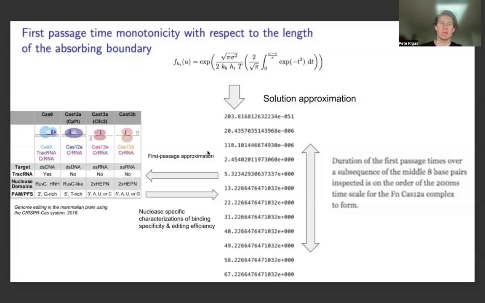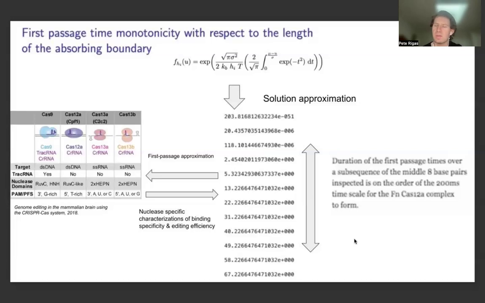And with this first passage approximation, we can look at examining Cas9, Cas12a, Cas13a, and Cas13b enzymes, to name a few, from which we can look to form nuclease-specific binding characterizations of binding specificity and editing efficiency, because when we have CRISPR-Cas enzymes or other types of enzymes in synthetic biology, we're very much interested in making connections about, if we have some PAM sequence which precedes some gene of interest that we want to target, how efficient would the CRISPR-Cas enzyme or other classes of enzymes be in being able to perform very targeted surgical edits?